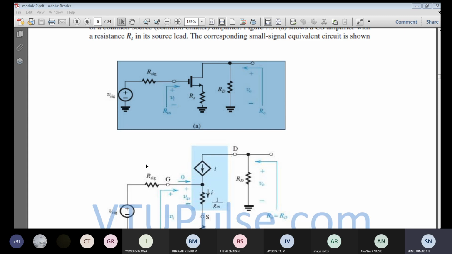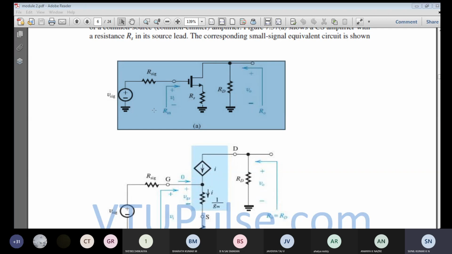So ID should not change, such a way that you are going to add one resistance in series between the gate and source. So this is a gate and this is the source. Between the gate node point and the source node, we are going to incorporate one resistance. By incorporating it, it should not vary the current Gm into Vgs. The current should be equal to Gm into Vgs.